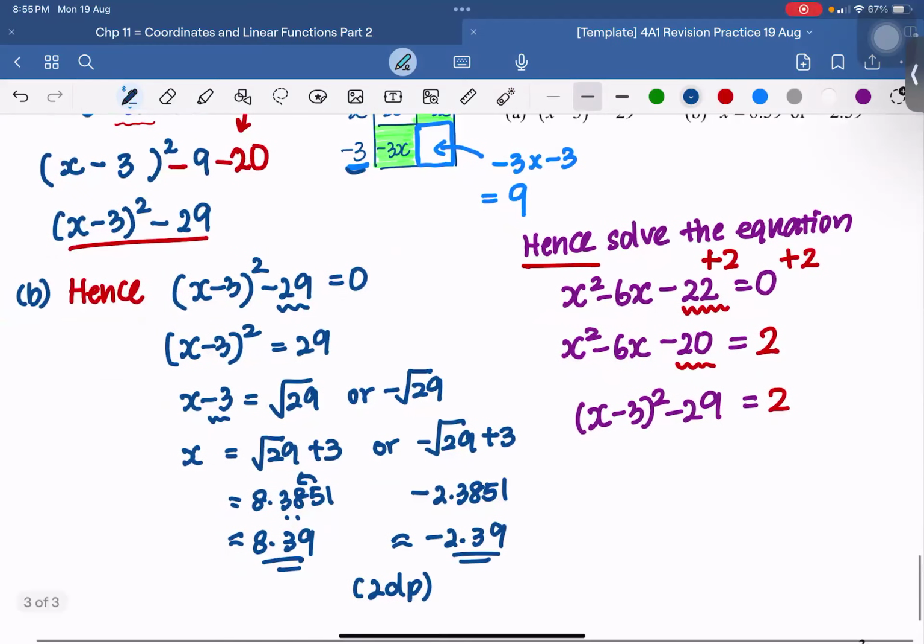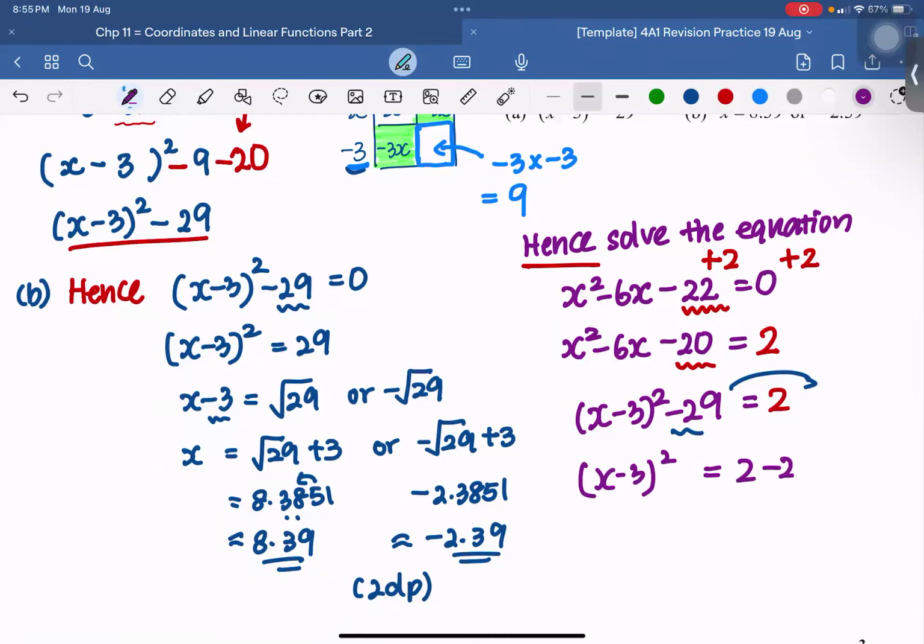Then I bring my number over. x minus 3 squared, oops, sorry, wrong color. x minus 3 squared equals 2 minus 29. The number will become a little bit smaller, maybe let's say negative 27. Sorry, it becomes plus, so the number will become 31. You see, careless mistake. Then you can still do the rest as per normal.